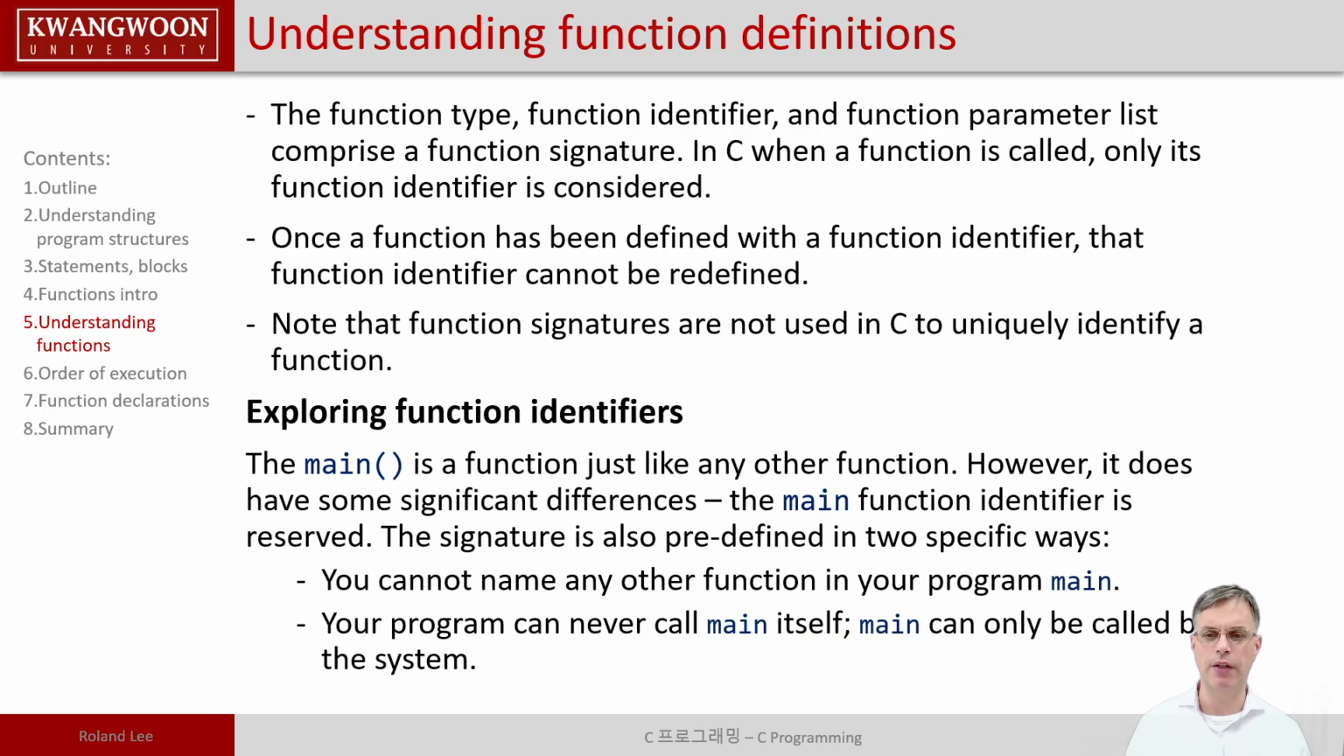Note that the function signatures are not used in C to uniquely identify a function. Therefore, two functions with the same identifier but a different parameter list or result types will cause a compilation to fail.